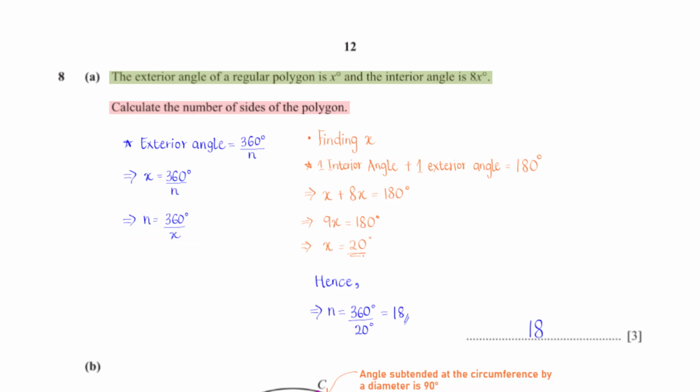To get the value of x, we know that for a regular polygon, the sum of the interior angle and the exterior angle add up to 180 degrees. So we have x plus 8x equals 180. x plus 8x is 9x. When we divide both sides by 9, we have x equals 20. Now that we have the value of x, n would be 360 divided by 20, which is equal to 18.